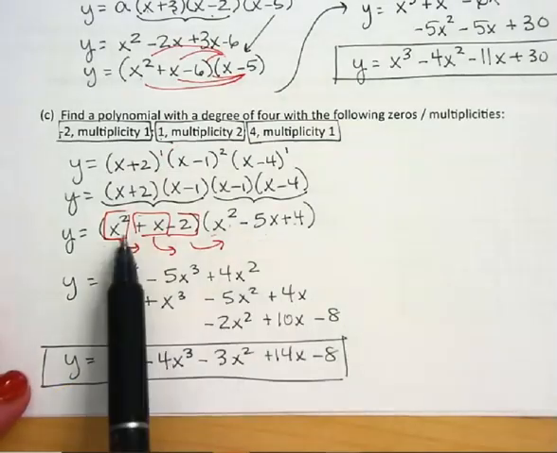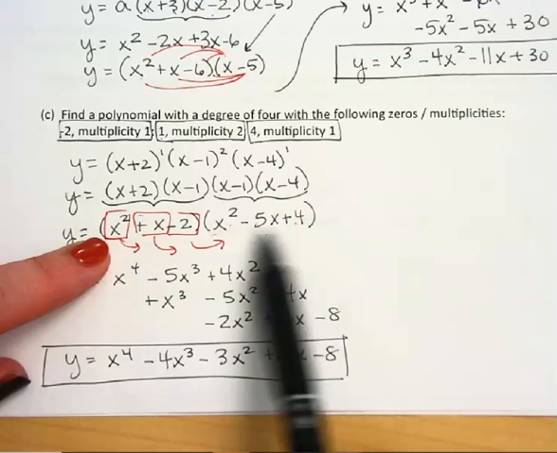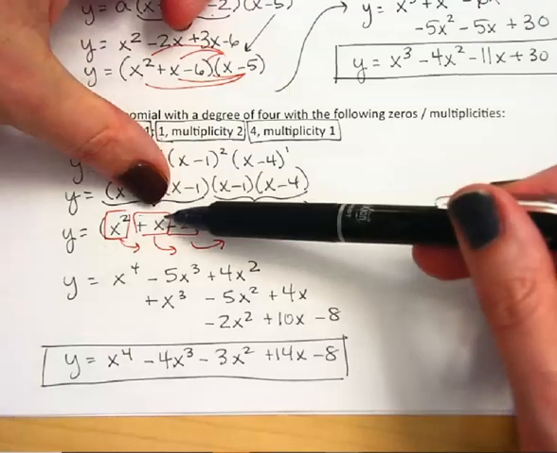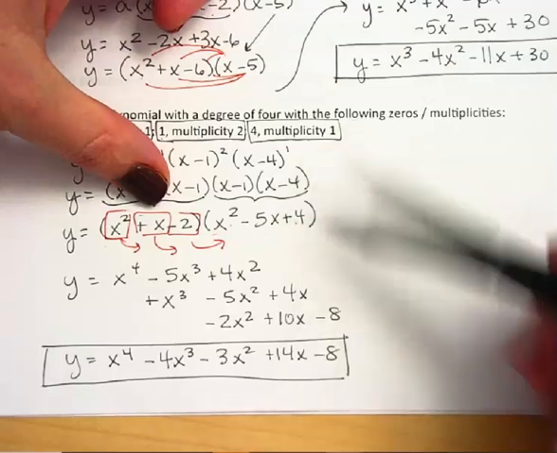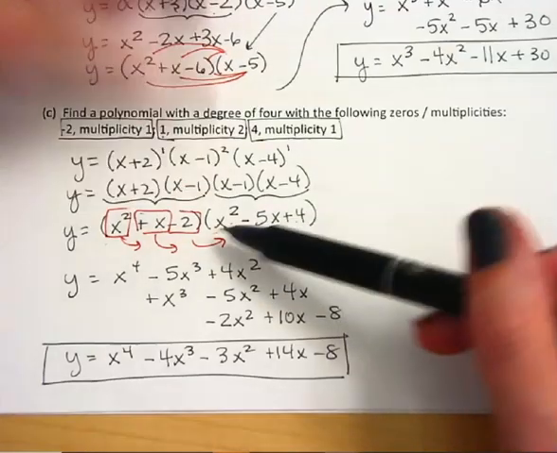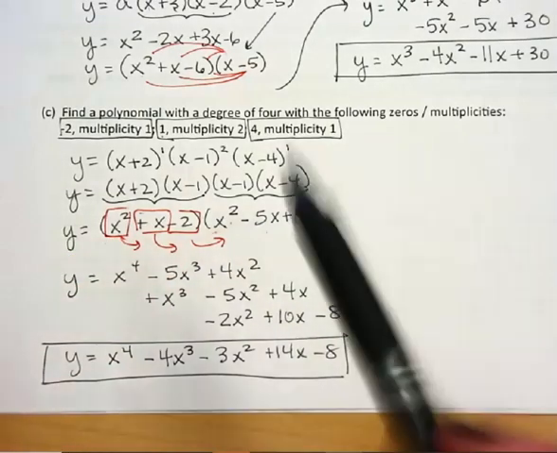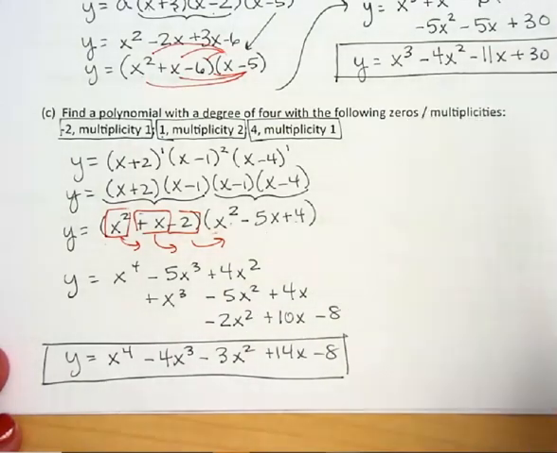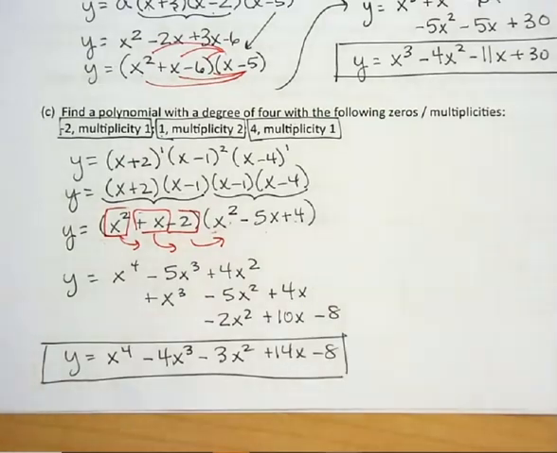Okay, so I did repeated distributive. I took the first term x squared and multiplied it by everything in the second group and got this first row. Then I took the middle term positive x and distribute it to everything in the second group, and I got this middle row. And then I took negative 2 and distributed to everything there and got the third row. And you'll notice that I lined up my like terms as I was doing my distributive. And then I got this final answer. X to the 4 minus 4x cubed minus 3x squared plus 14x minus 8.